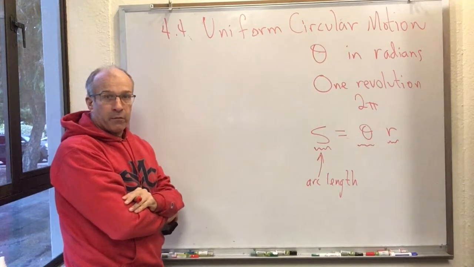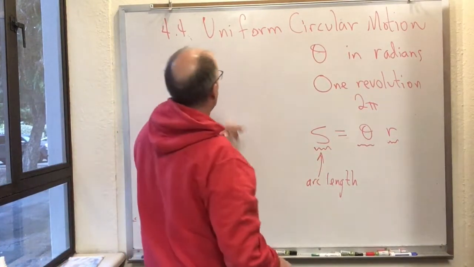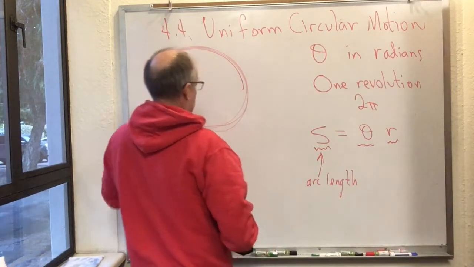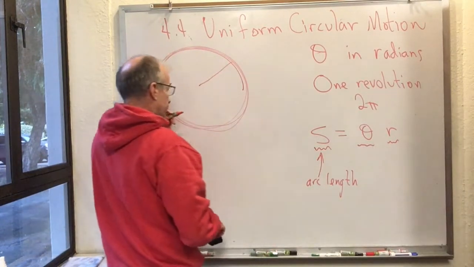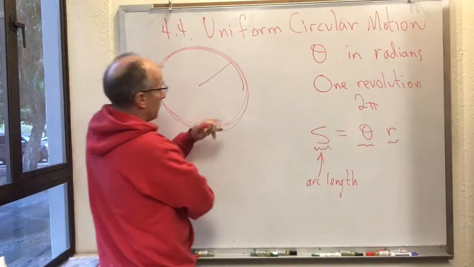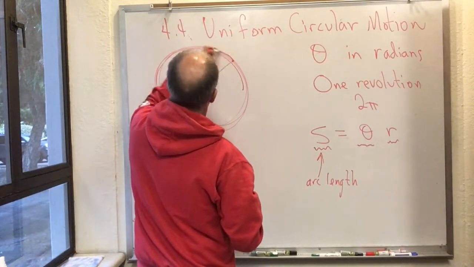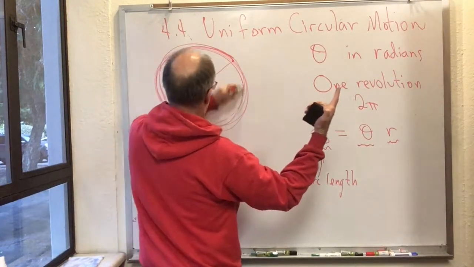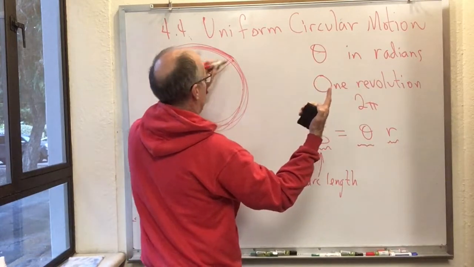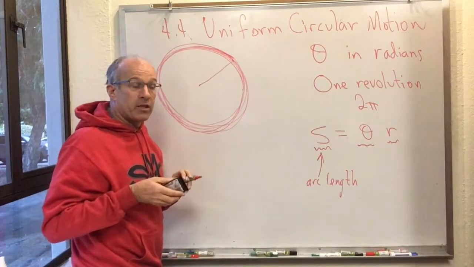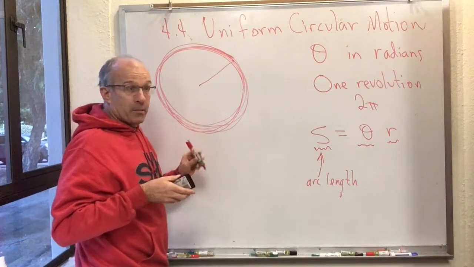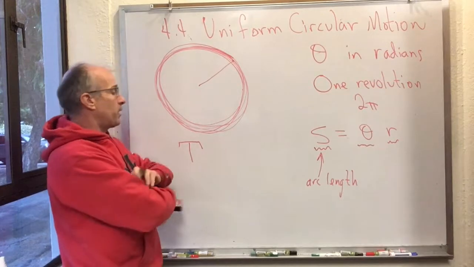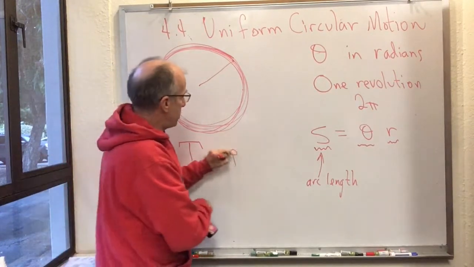Here are some other goodies from 4.4. If something's going around steadily with radius r, there are some things we can say. For example, you might start here, go all the way around once, click your stopwatch, go all the way around again, click your stopwatch, go all the way around again. By definition, if it's going around steadily, each of those lap times is the same. Those lap times we call the period, and we usually label it capital T. T is the period.